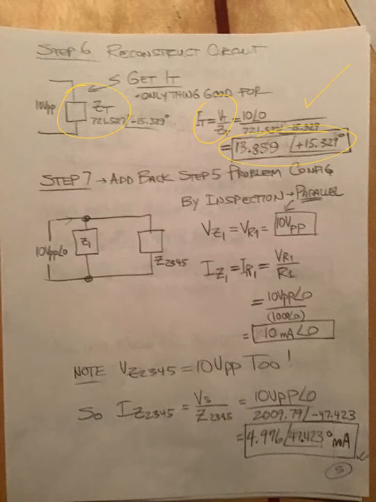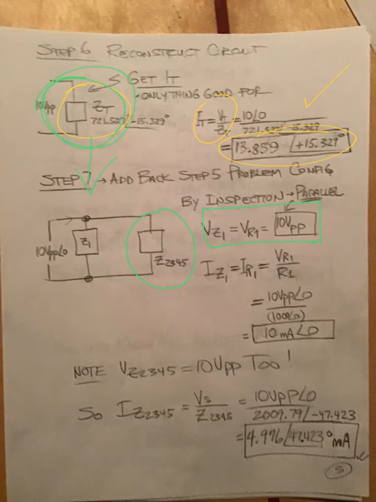Now comes the good stuff. We have to go backwards from this green circuit. We have to go backwards, and we have to bring back the impedance that we took off to get to the ZT. So by inspection, we know that this is a parallel circuit, and you'll notice that the battery is directly in parallel with resistor 1.